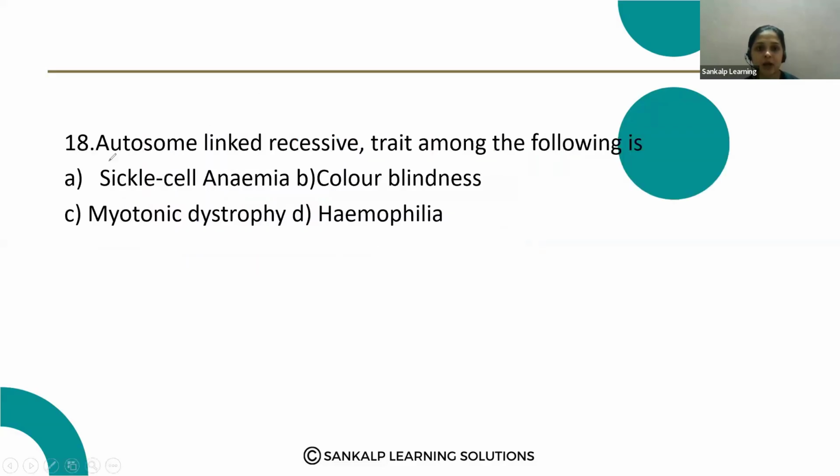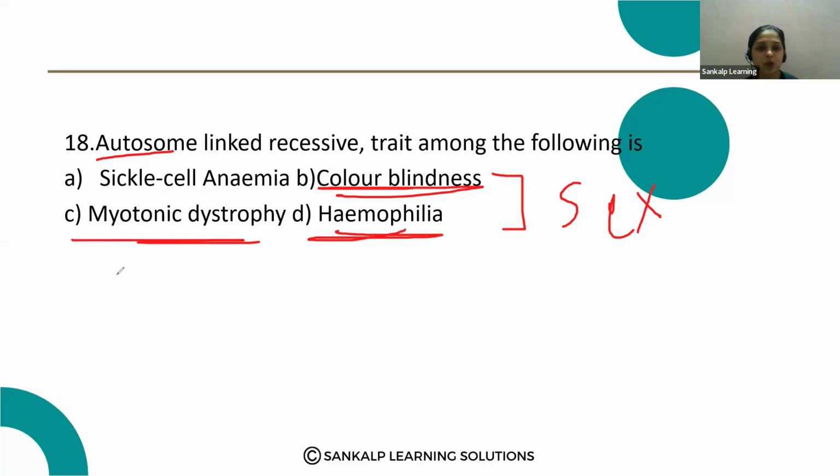Next question again. Autosome linked recessive trait among the following is sickle cell anemia, color blindness, myotonic dystrophy, hemophilia. Here, hemophilia and color blindness are sex-linked recessive disorders, which are not related to the autosome. These both are sex-linked. The myotonic dystrophy is autosomal dominant, not recessive. It is a dominant disease. Here, the autosome linked recessive disease is sickle cell anemia.